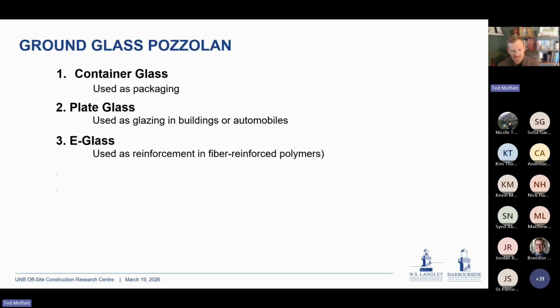Now, in addition to fly ash, slag, and silica fume, which we'll call traditional SCMs, ground glass pozzolan was recently adopted within CSA A3000 and A23.1 as a supplementary cementing material. So per CSA, you can technically use ground glass pozzolan in a mix, assuming it's specified and permitted in a specification. There are three types of glass. There's container glass, which is essentially beer bottle glass, plate glass, which is automobile or building glass, and E-glass, which is fiberglass.